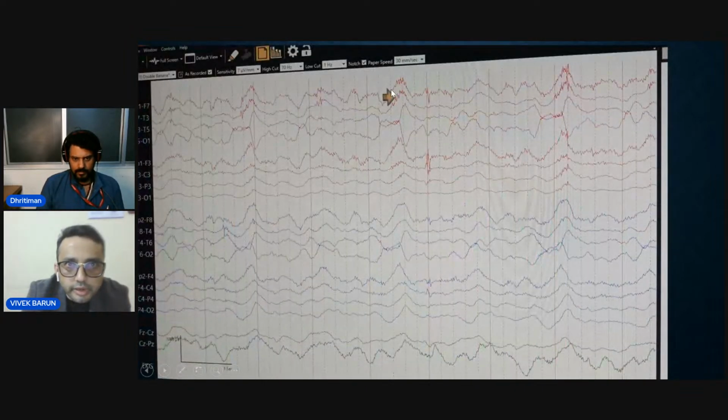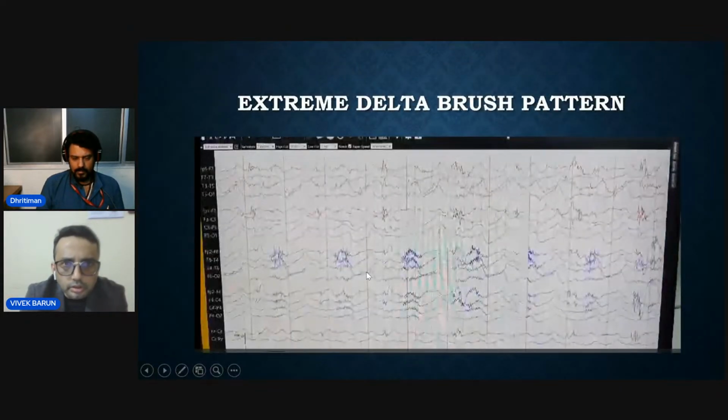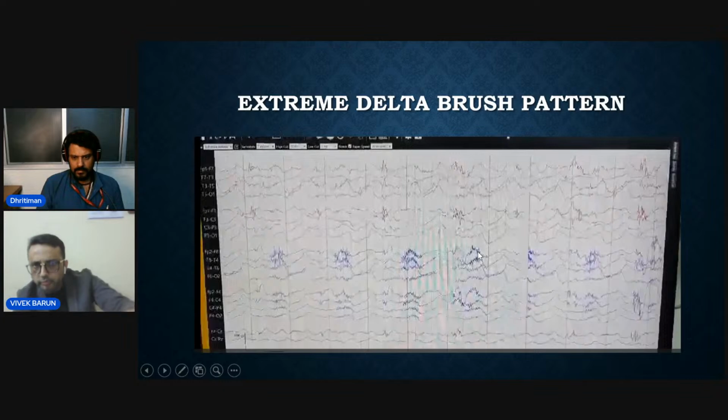You can see that this fast activity should not be a part of the background. You can see that in the background there is no fast activity; it is only present where there is a delta wave. Sorry, the picture is not good, but the brush was very obvious in this picture.